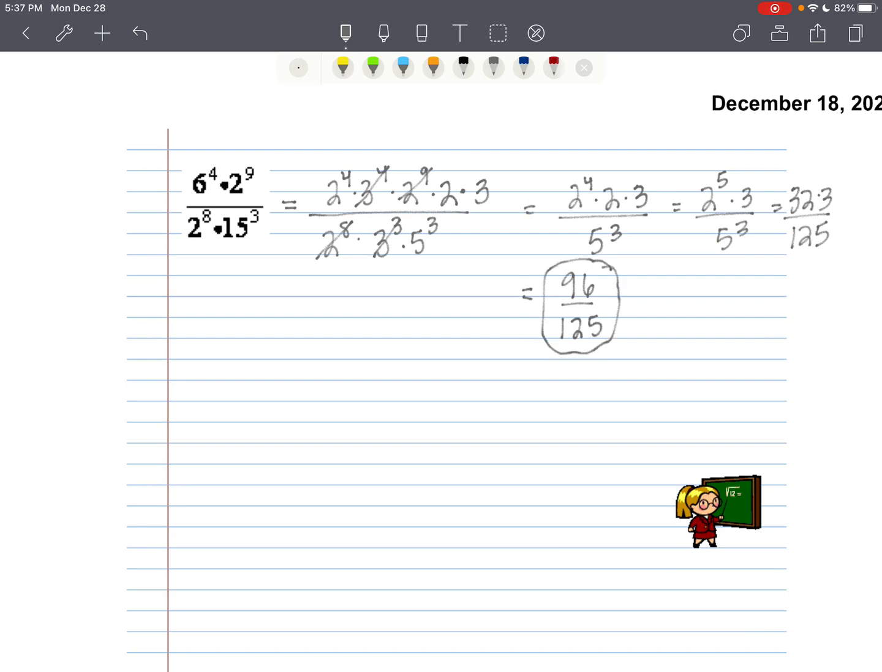So that's your goal, to try to be able to do this arithmetic pretty quickly so that you can have more time to work on algebra as we get deeper into college algebra.